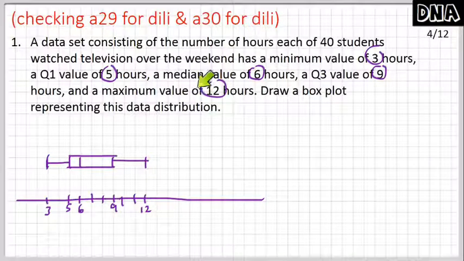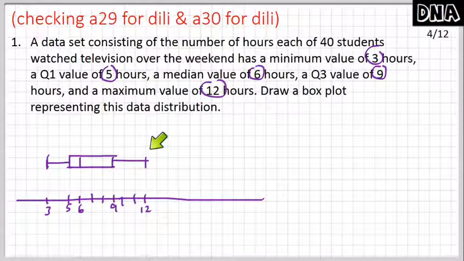So we made our box plot using the minimum, the lower quartile, which is known as Q1, 6, which is our median, right there in the middle, that's 6. And then we have 9 is our upper quartile, that's Q3. And then 12 is our max. Alright, so that's our box plot.